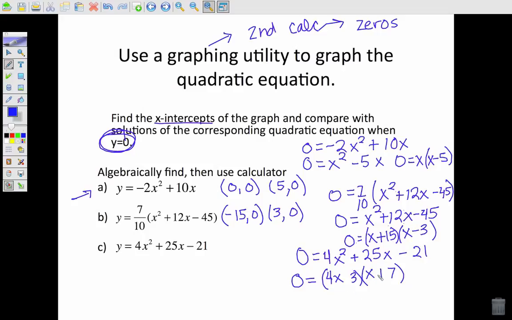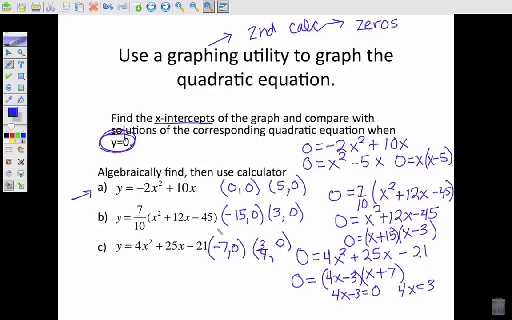Here, if I've got 4x times 7, that's plus 28, and then minus 3. That gives me a positive 25. So this indicates then one of my solutions is negative 7, 0. And the other solution, if you set 4x minus 3 equal to 0, you can add the 3 over, so 4x would equal 3, and divide by 4. So 3/4, 0. That is how you find your intercepts.